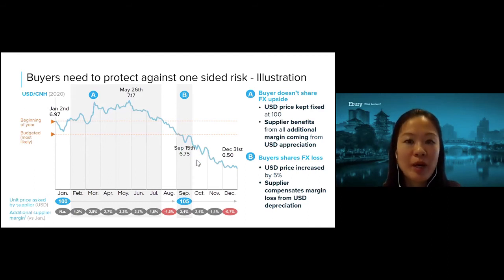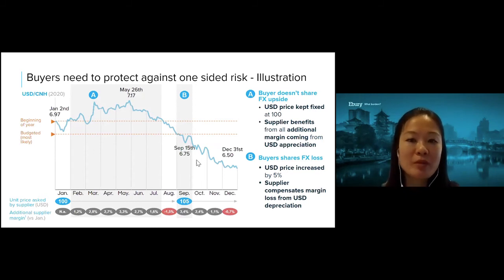So going back to what I was mentioning about the one-sided or one-way risk that buyers are currently exposed to if they are paying in a foreign currency, normally USD. This is actually a real case from one of our clients in Portugal. What we're showing here is the evolution of dollar CNH during 2020. Here I'm showing dollar CNH because, as a buyer from outside China, this is the liquidity and the rates that you would have access to.